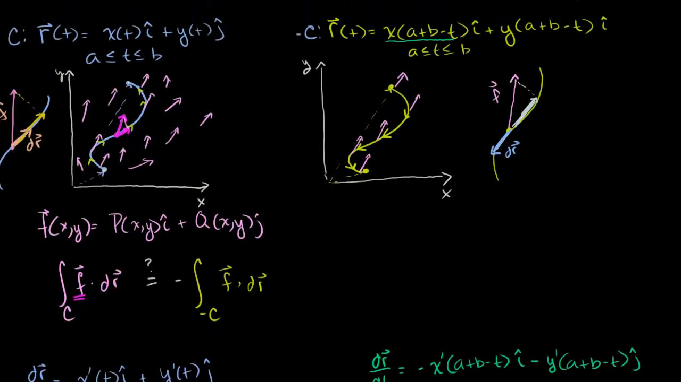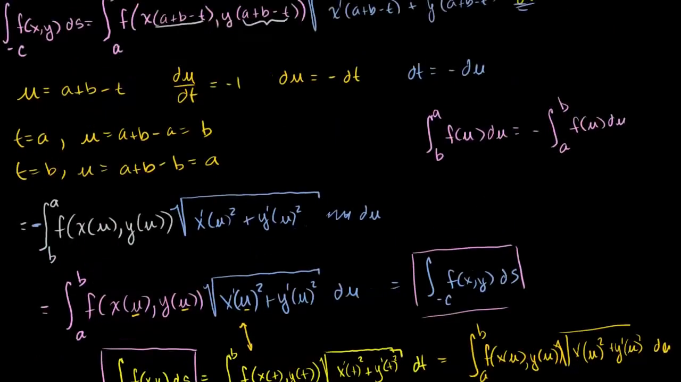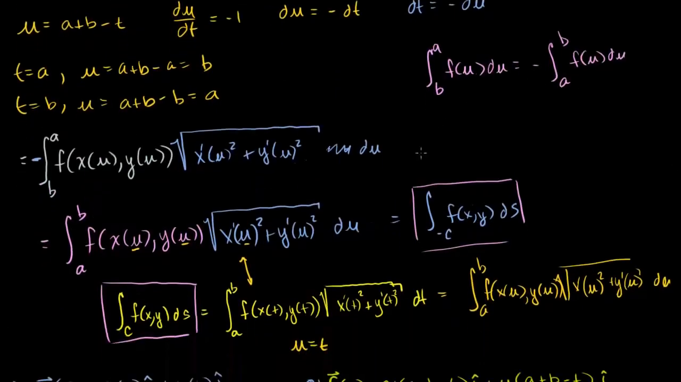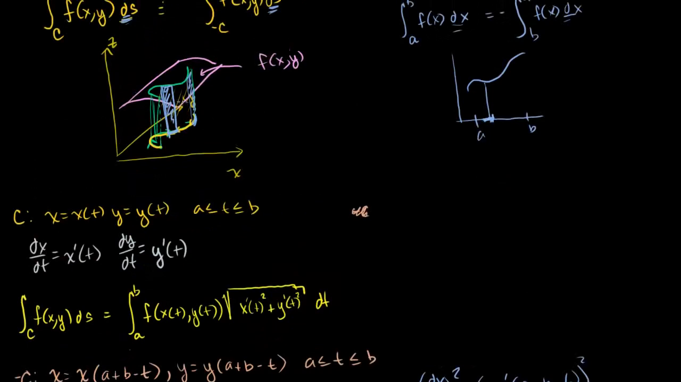But when you're dealing with the scalar field, we saw in the last video that it doesn't matter which direction you traverse the path in. The positive path has the same value as the negative path. And that's just because we're just trying to find the area of that curtain.